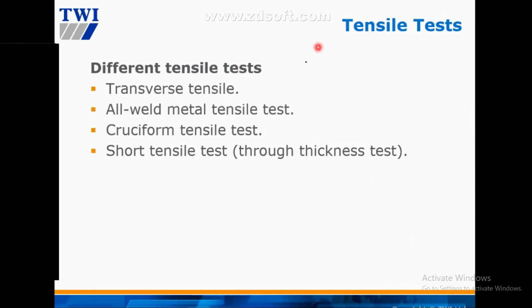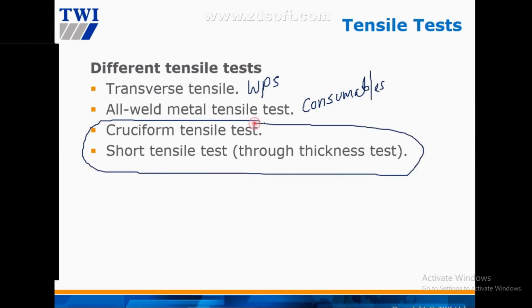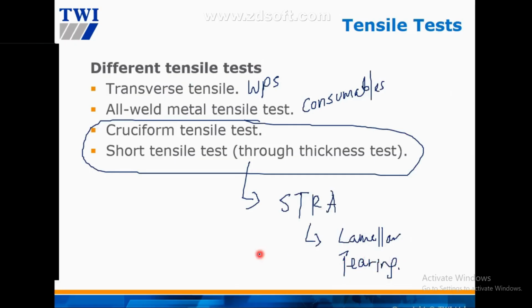All right, remember we have 4 types of tensile here. We have transverse tensile. This is applied for WPS. All weld metal is applied for consumable. These 2 tests, cruciform and short tensile test here, are applied for STRA. Remember, STRA is to check susceptibility to lamellar tearing. Yeah. Okay.